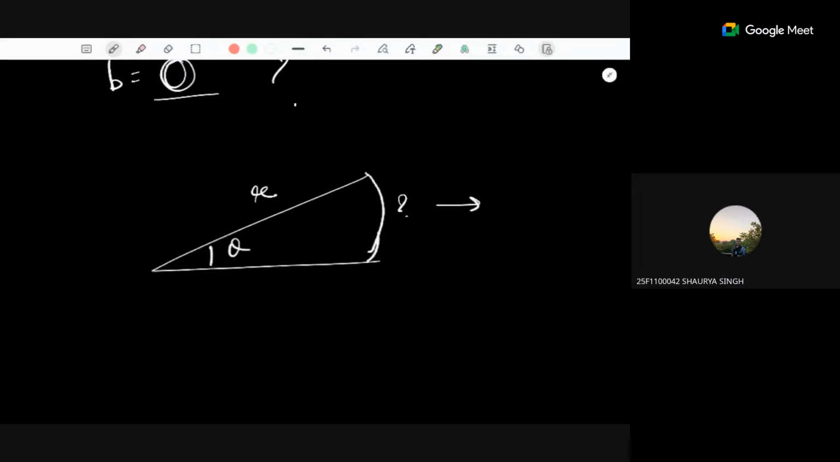Now evaluate the limit, integral. Okay, so here I think you need to find out the derivative or something like that, right?